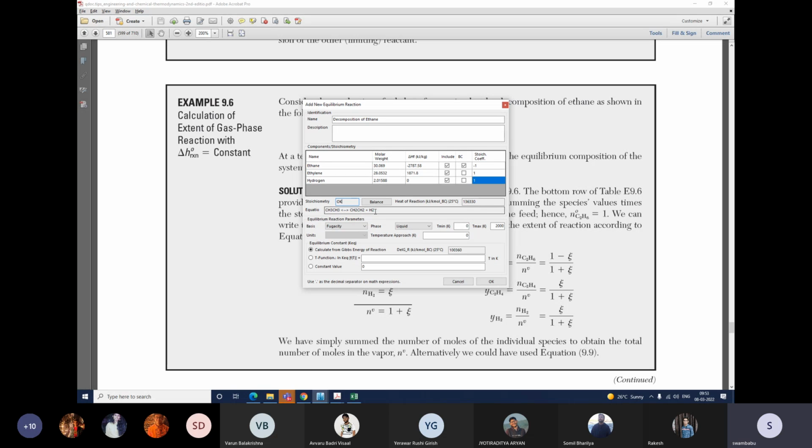Now we have to know whether it's a liquid phase reaction or gas phase reaction. In this case, this is a gas phase reaction, so we have to select vapor. For a gas we can take any basis, whether molar concentration or anything; just take fugacity. The temperature range, minimum and maximum, varies case to case because it depends on the convergence. By default we took 2000. If it doesn't give an answer, we keep changing the value until we get the proper answer.